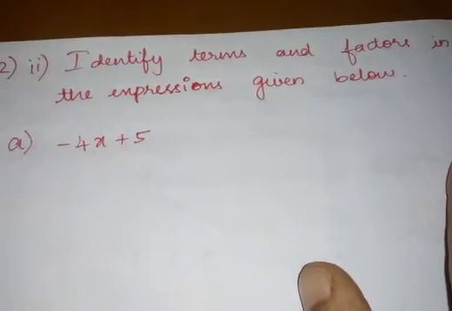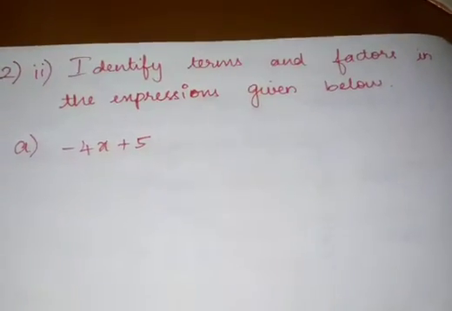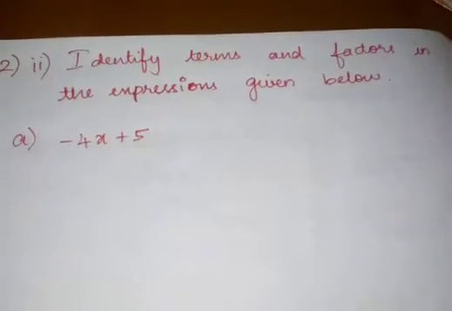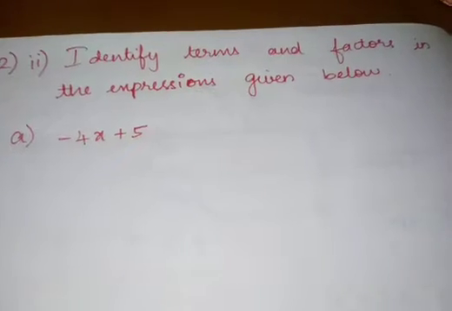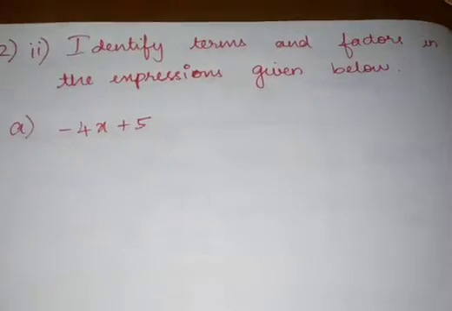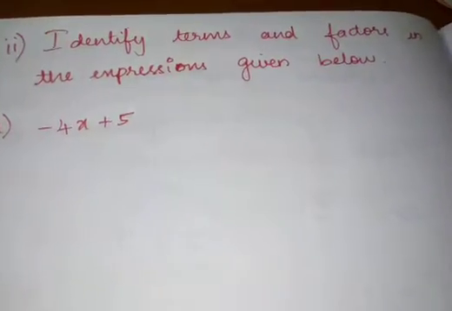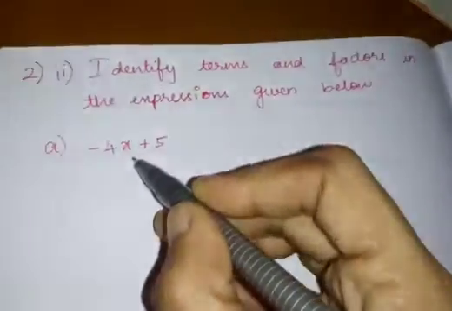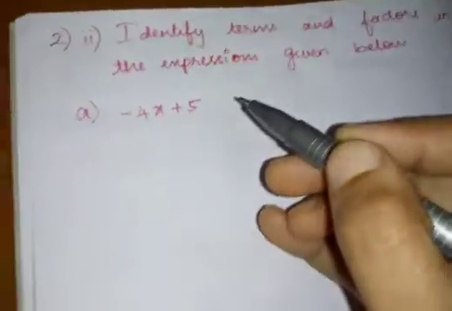Last class we have discussed one problem. In that also we have mentioned the terms and factors, right? But there we have mentioned them using the tree diagram. Here we are just going to write the terms and the factors. That's enough, okay? So this is your expression, minus 4x plus 5, right?